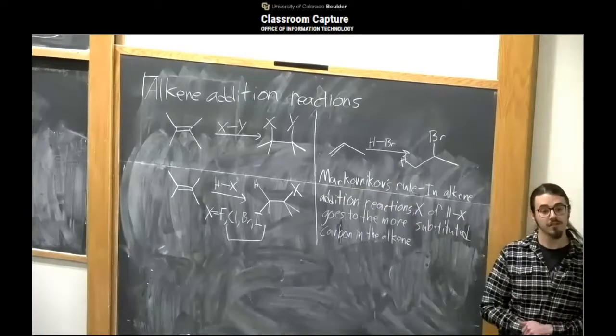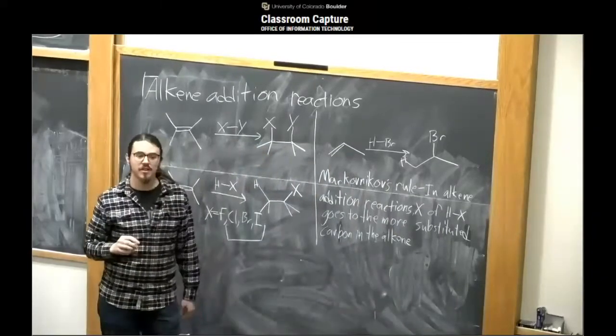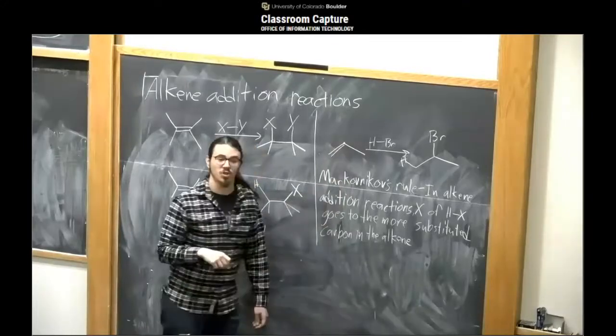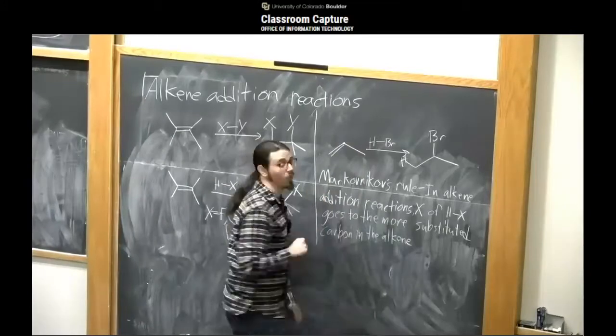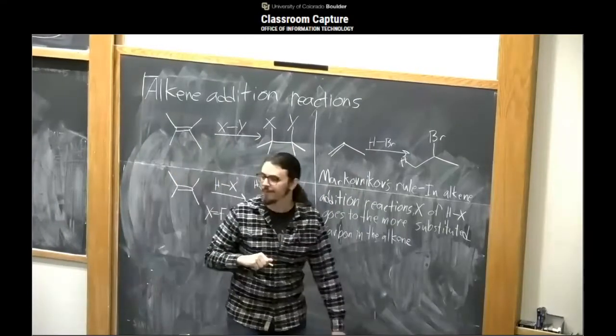What does more substituted mean? More substituted means that it has more non-hydrogen substituents. So in this case with propene, the carbon in the middle is the more substituted carbon because it is bonded to a carbon and a hydrogen, whereas the terminal atom in the alkene is just bonded to two hydrogens. Any other questions?